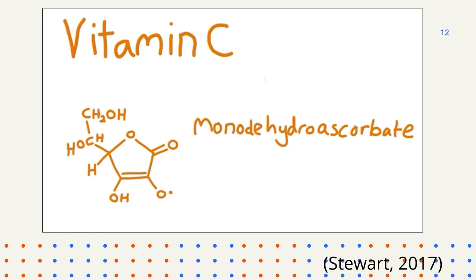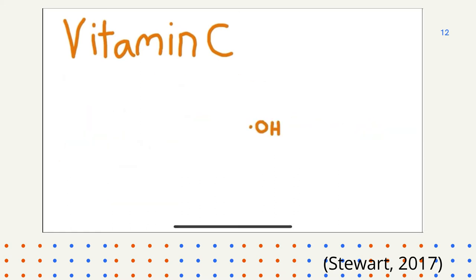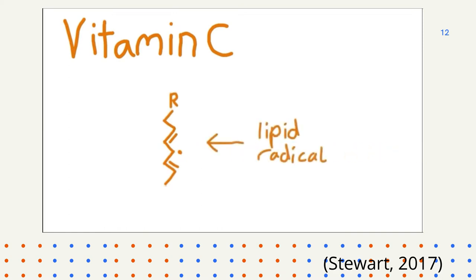Let's look at some examples of vitamin C in action. A free radical, in this case the hydroxyl radical, comes into contact with a lipid. It will rip a hydrogen ion and one electron off the lipid to create a lipid radical. Again, this is a radical because it has an unpaired electron. The problem with free radicals is that they are very reactive and can cause unwanted chemical reactions in the body.